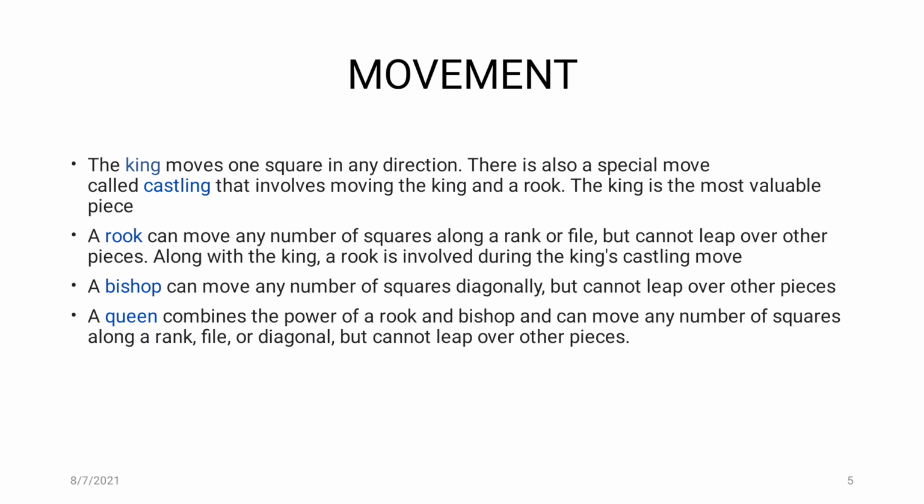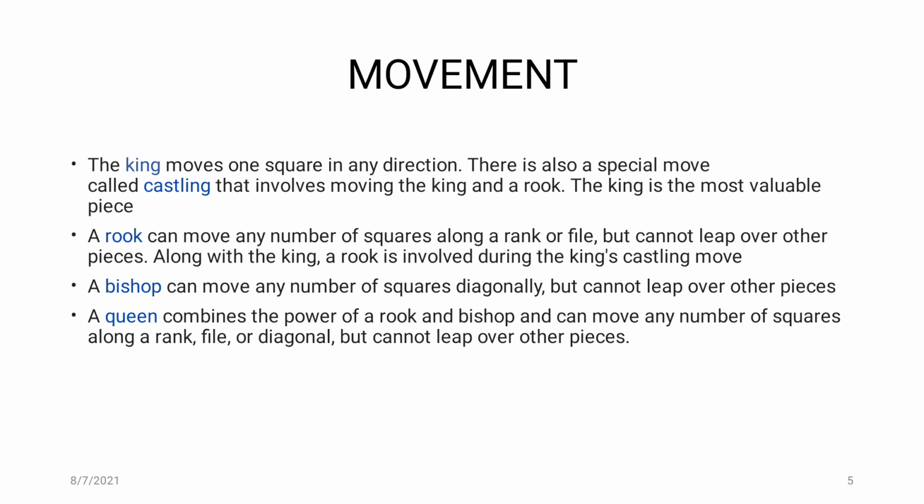The movements. The first is the king. The king moves one square in any direction. There is also a special move called castling that involves moving the king and a rook. The king is the most valuable piece on a chessboard.